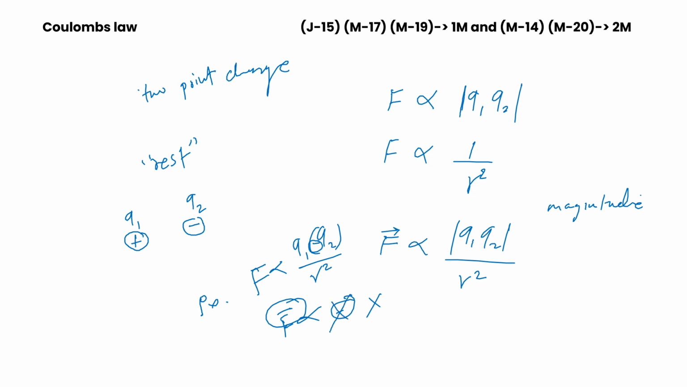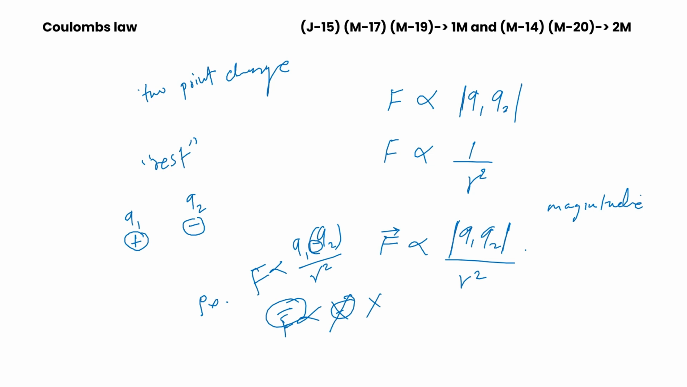To avoid the negative, we must put this in a modulus. The modulus removes the negative sign and keeps only the magnitude. That's why the force is directly proportional to the product, meaning the multiplication of the magnitudes of the two charges, and inversely proportional to the square of the distance between them.